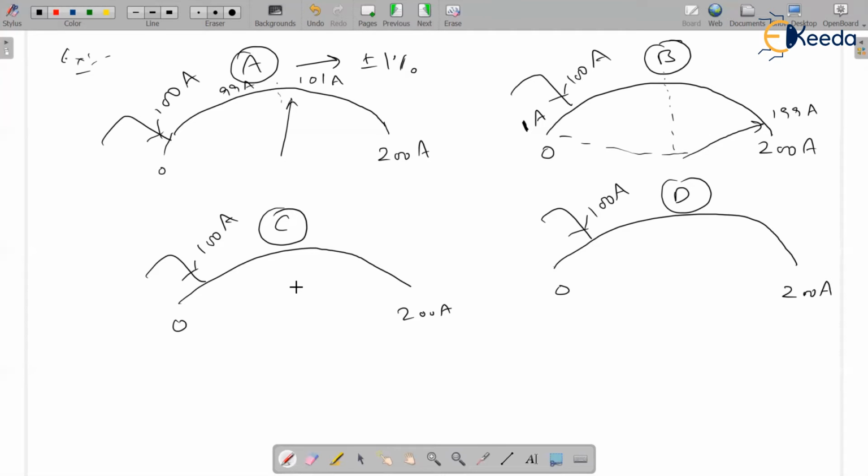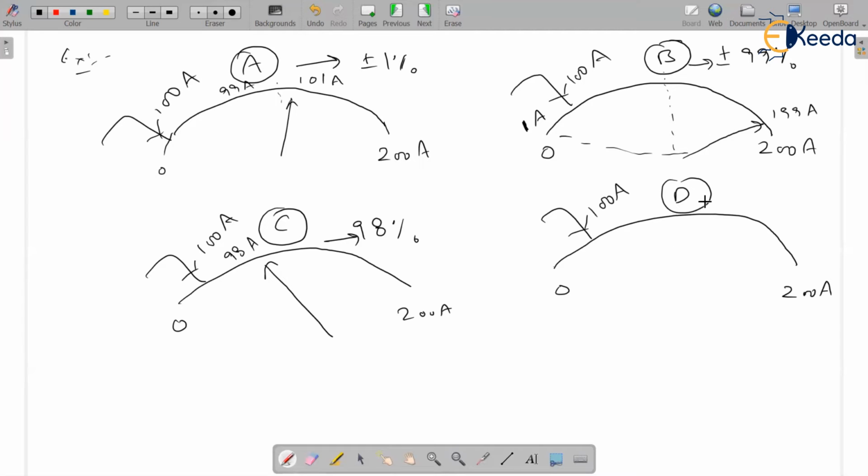Now let's come to C. It is deflection. So this has a plus or minus 99% of deviation. Now here it has a 98% deflection. 98% of 100 is what here? It is showing 98 amperes. So once you give 100 amperes, showing 98 is acceptable.